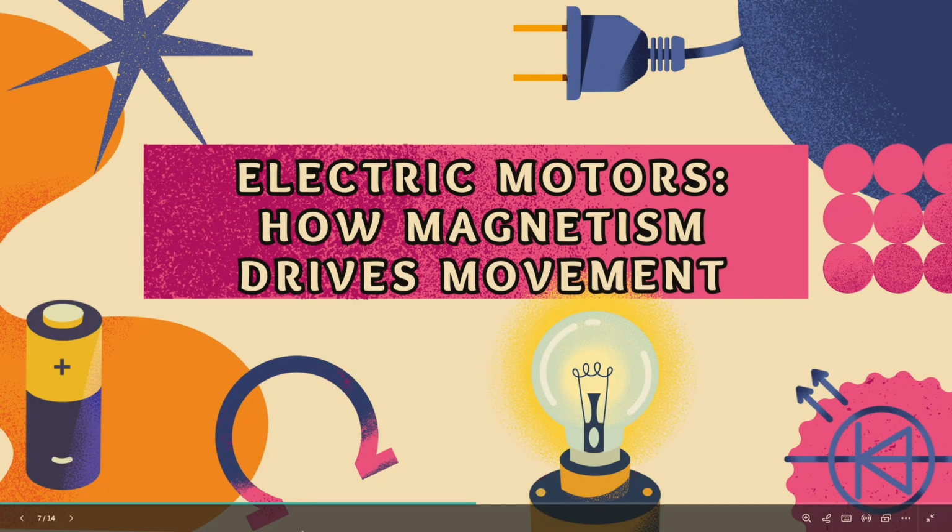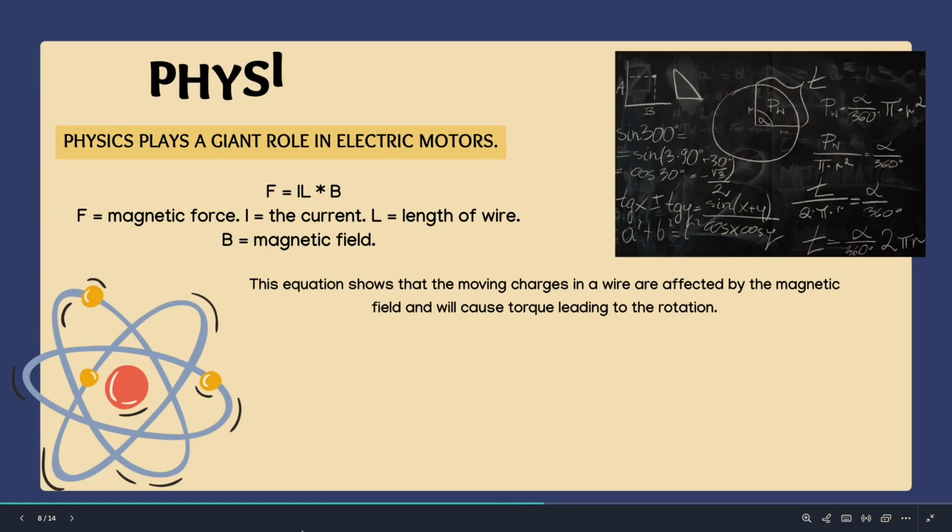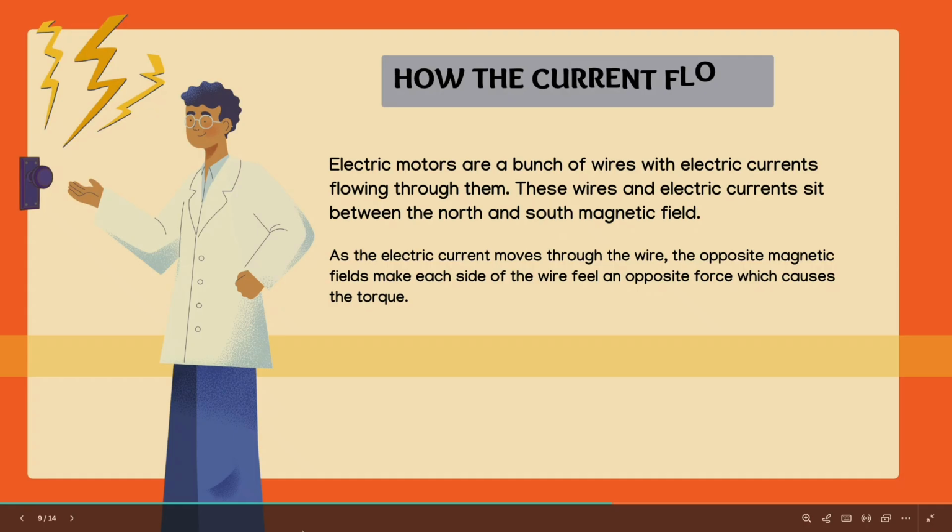The next thing we'll talk about is how electric motors work. The physics side of things, this is the start of it. The main formula that we can use, there's a lot of them, but the main one is F, which is magnetic force, equals the current times the length of the wire times the magnetic field. This equation shows that the moving charges in a wire are affected by the magnetic field, which will cause torque leading to rotation. That torque goes through the electrical flow through the currents.